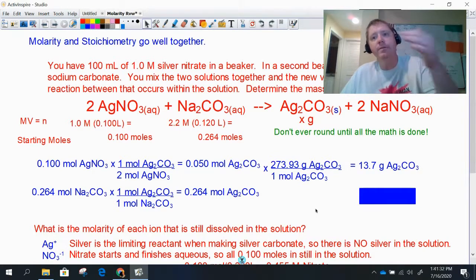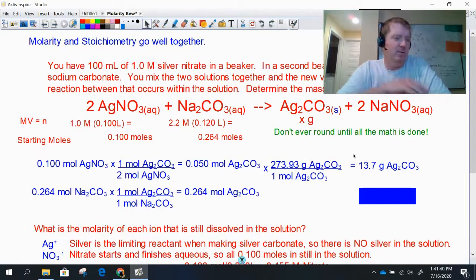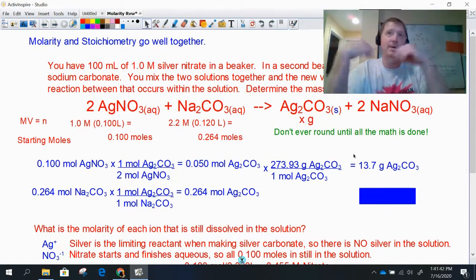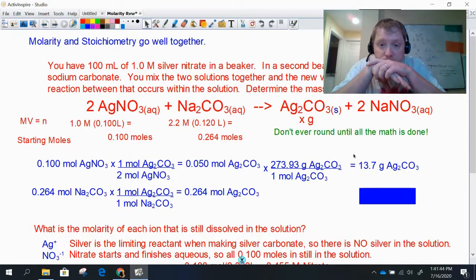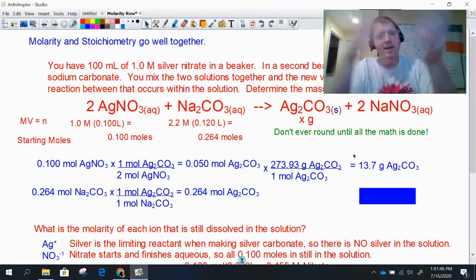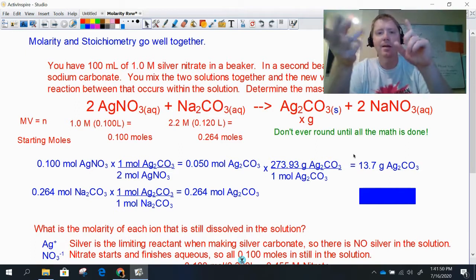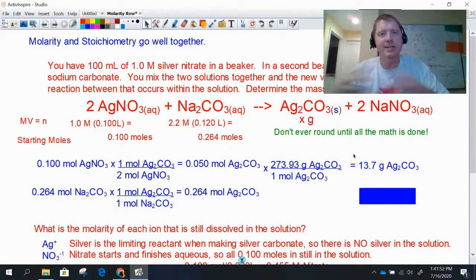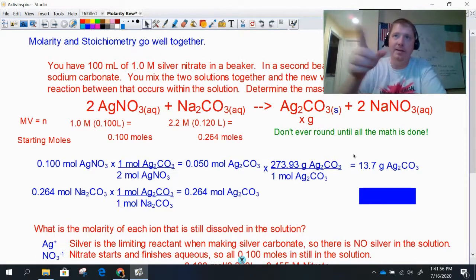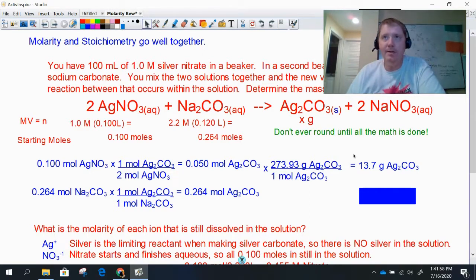And now that all of the math is set, 1 mole of silver carbonate is 273.93 grams of silver carbonate. Let's ask Lauren where I got the 273.93. Lauren? Yeah, exactly, Lauren. I went to the periodic table. 2 silvers, a carbon, 3 oxygens, smashed together. That's the molar mass of silver carbonate. And I used that to calculate the product.